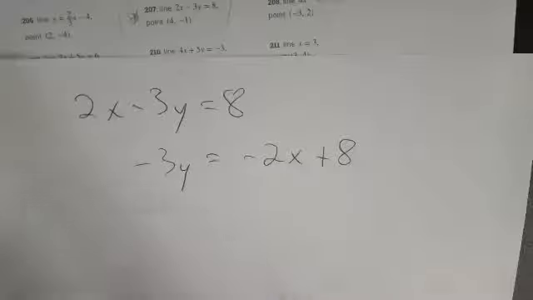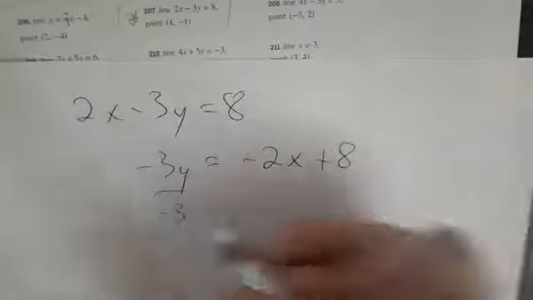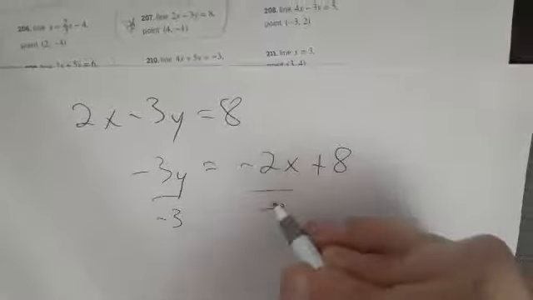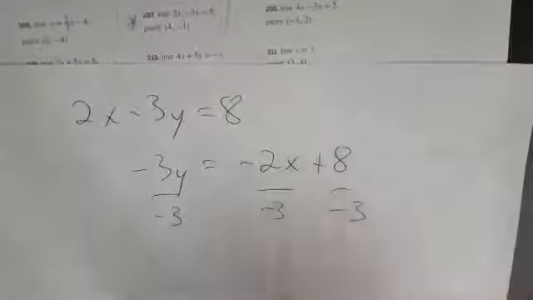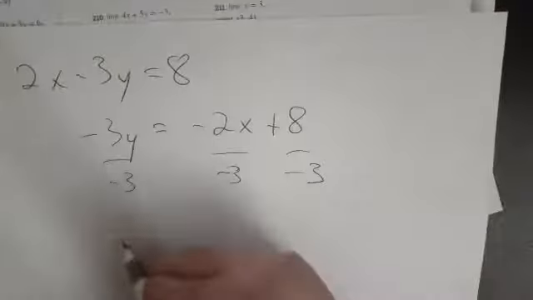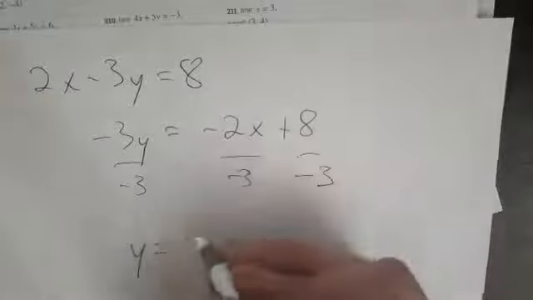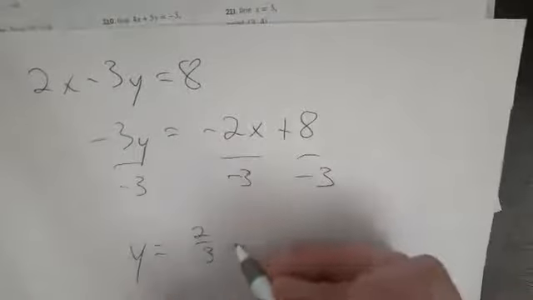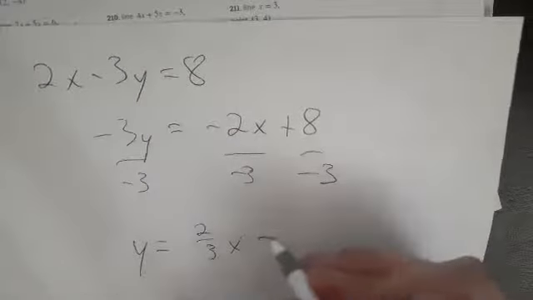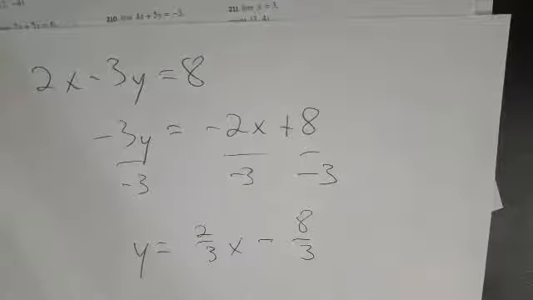I want to solve for y. The next thing I have to do is subtract 3. Then divide by 3, and make sure you grab that negative. So we're dividing everything by a negative 3. This is a negative over negative, so this is just a positive 2/3. This is a minus 8/3. Just keep it there, I guess.